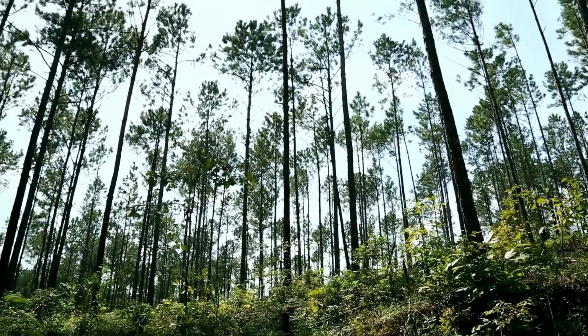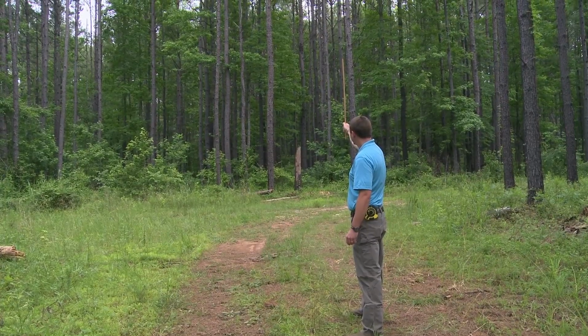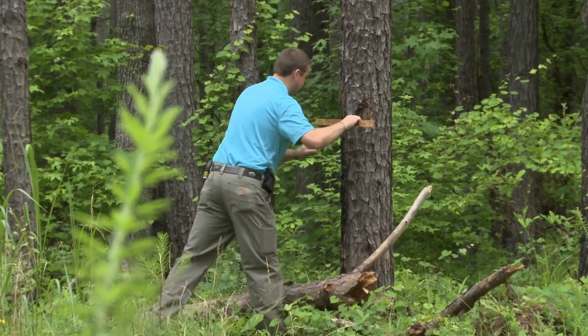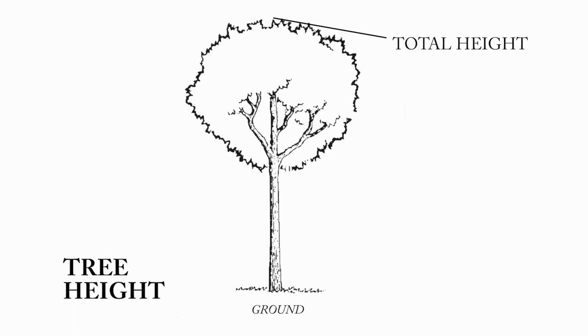Tree height, often measured using clinometers or hypsometers, is another important forest measurement. The point of a tree where height is measured depends on how the measurement will be used. Total height is the distance from the ground line to the highest point on the main stem. Bole height measures ground line to the base of the live crown.